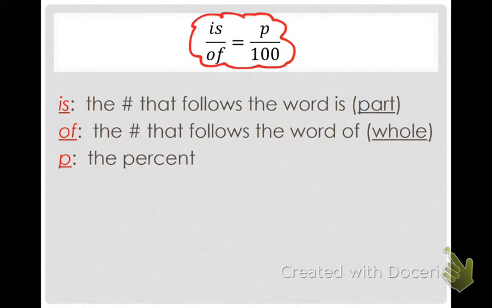So it's going to be really simple. If you had something that had 30%, do you think that I would plug this into the is, the of, or the P? The P, right there, because that's the percent, okay?